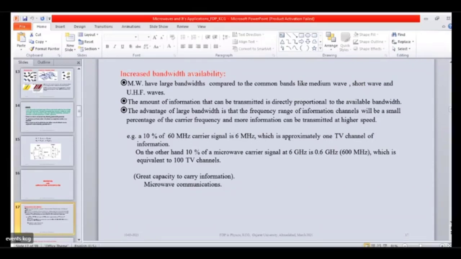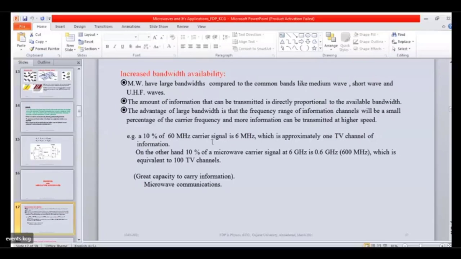And 6 megahertz is approximately one TV channel. On the other hand, if you take the carrier frequency of 6 gigahertz, and if you take 10% of it, it comes out to be 600 megahertz. And 600 megahertz is equivalent to 100 TV channels. Right? So meaning here is that if you use 6 gigahertz as a carrier, you can broadcast 100 TV channels, right?